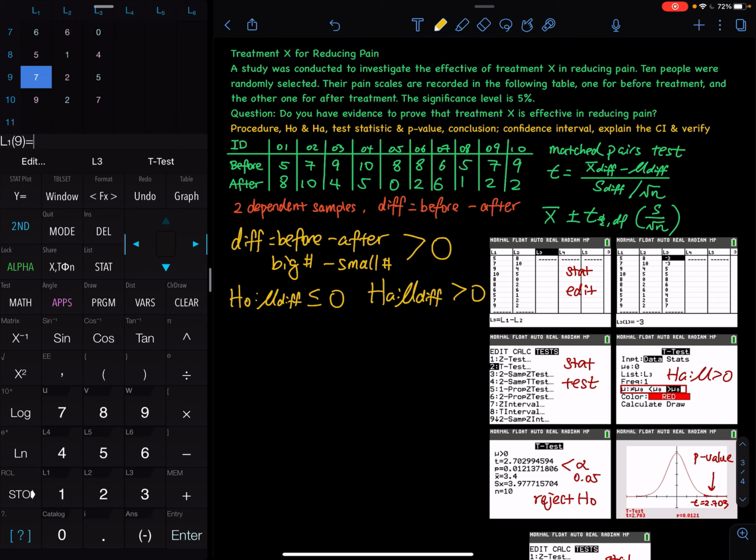And then how do you perform this subtraction? So let me just clean up the data for you. Clean up the data on my L3. On my L3, I put the cursor on L3 and then hit clear and then hit enter. So that's how you clean up the entire column.